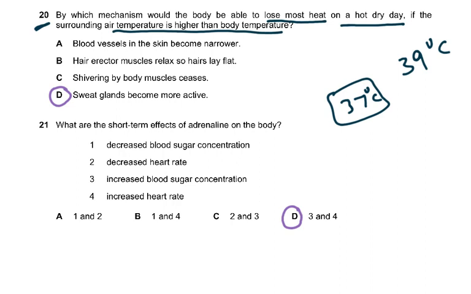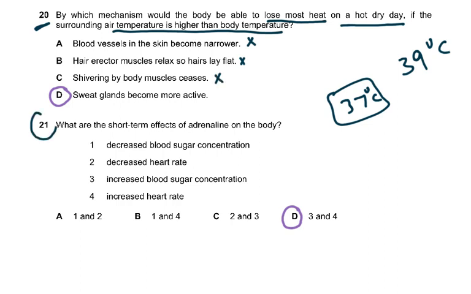So sweat glands become more active because more sweat is produced and the sweat evaporates and cools your body down. So by which mechanism is the body able to lose most heat on a hot, dry day if the surrounding air temperature is higher than the body temperature? The other three are not going to work. This was, of course, blood vessels in the skin become narrow, no. Hair erector muscle relax, so hair lays flat, and shivering in the body muscle ceases.